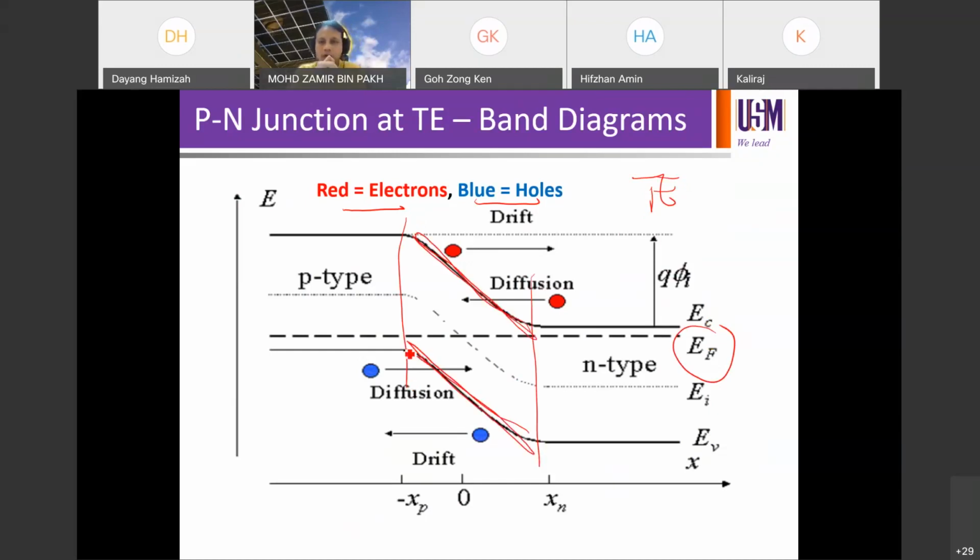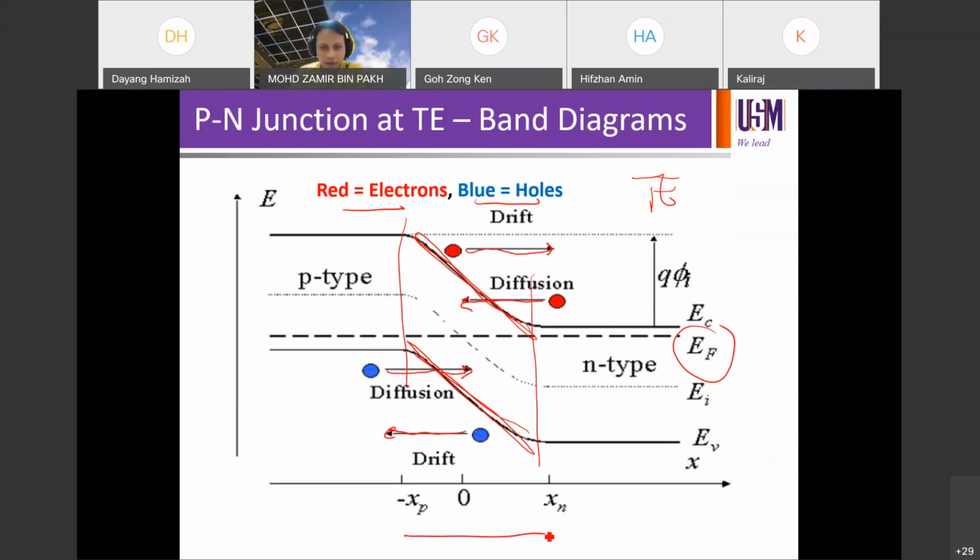So we need bending. This is what we call bending, in order to accommodate a single Fermi level, and we can see the directions of both diffusions and drift of both carriers, right? So diffusion of electrons, for example, takes place from N-type to P-type, then drift of electrons takes place from P-type to N-type, and the exact opposite is happening for the holes. Diffusion of holes from P-type to N-type, drift of holes from N-type to P-type.